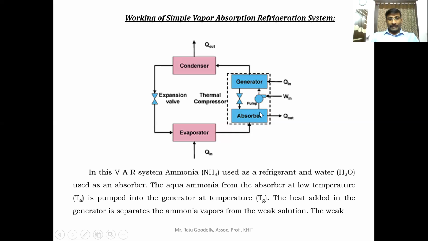Clear? So by pumping the solution, that is the liquid state solution from the absorber to the generator, the pressure will be increased by the pump. The high pressure strong solution will be sent to the generator. This generator is also called the steam generator or generator. In this generator, we are giving the heat input from the external source. From this strong solution, the ammonia first evaporates, because ammonia has a lower boiling point when compared to the water.